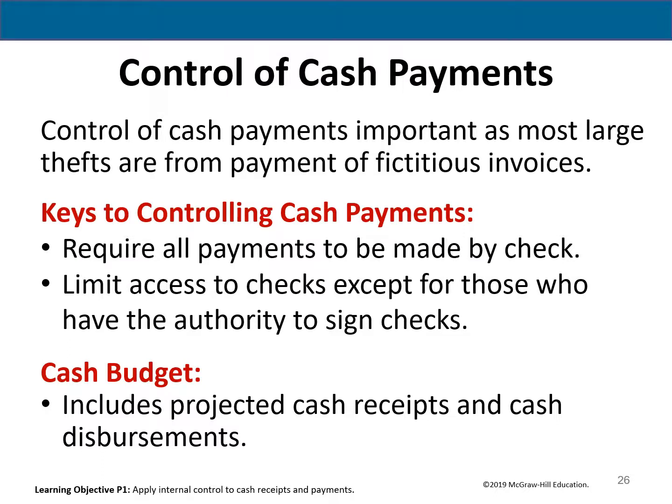So the keys to controlling cash payment is we require all payments to be made by check. And then we limit the access to checks, except for those who have authority to sign checks. So they're locked away in a safe or in a desk, and only the people who could sign it have access. If we keep a cash budget, that will identify if something weird is happening with our cash account. So if we're projecting cash receipts and cash disbursements, they should usually fall in line with what we're predicting. That'll help identify issues.